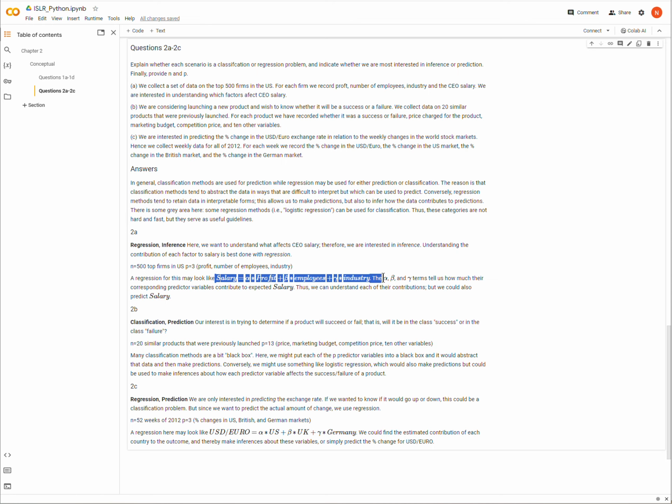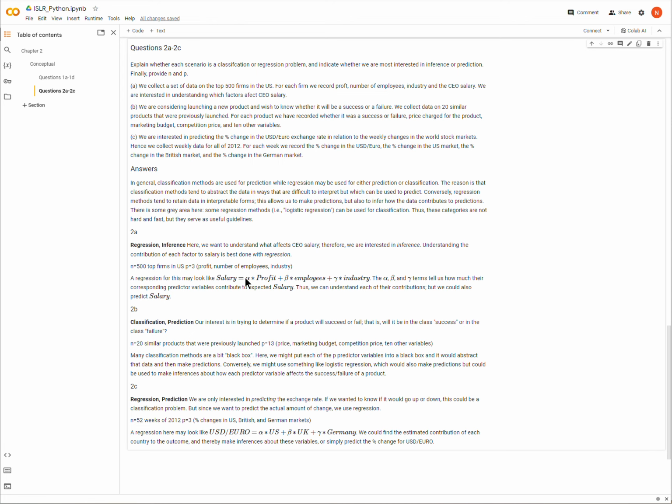So here's an example of a regression down here. Regression methods tend to retain data in the original form, right? So the things that go in are things like profit, employees, industry, okay? And those things, their importance is given by trying to estimate something like a coefficient in front of it in linear regression, for example, right? So the alpha says how important profit is in predicting salary, okay? And so regression tends to lend itself better for inference than do classification methods.